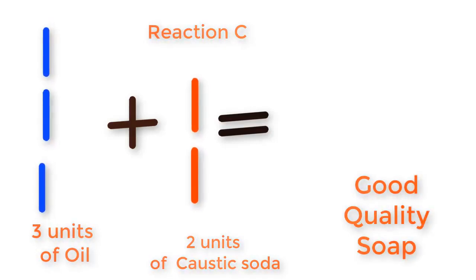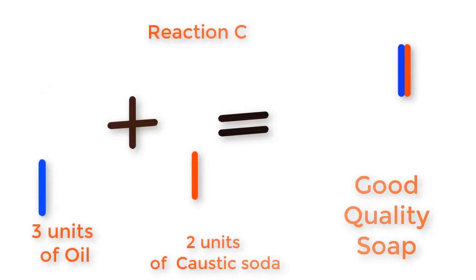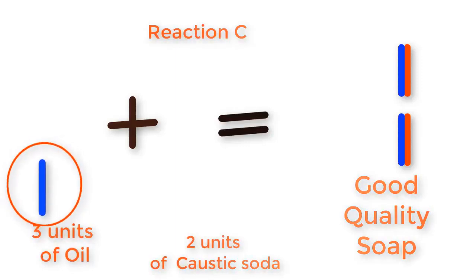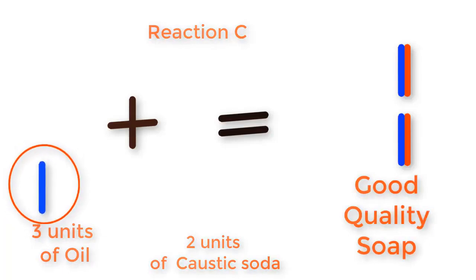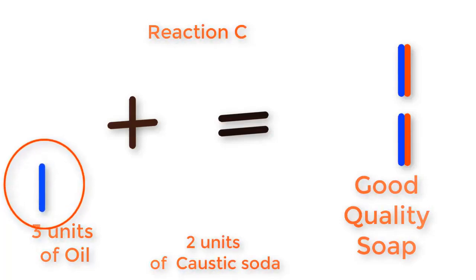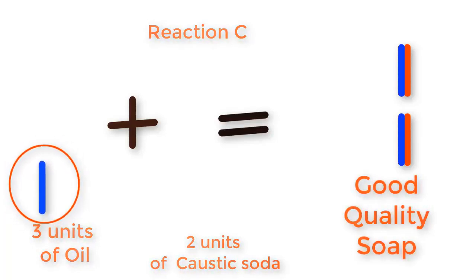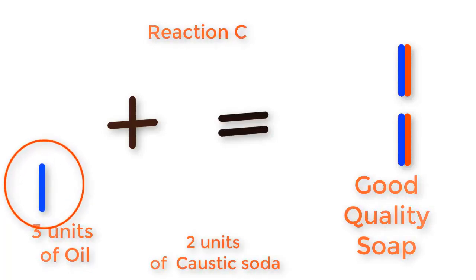Now, let's see how the combination takes place. 1 unit of oil combined with 1 unit of caustic soda to form 1 unit of soap. Another unit of oil combined with another unit of caustic soda to form 1 unit of soap. At the end of the day, 1 unit of oil is left behind. This 1 unit of oil, also referred to as the excess oil, can be called superfat. Excess oil in a soap can make the soap a good moisturizer. So the soap formed in reaction C is a good soap.